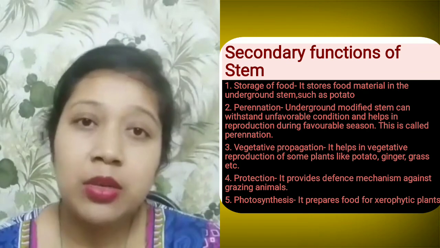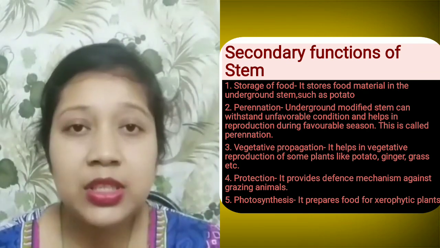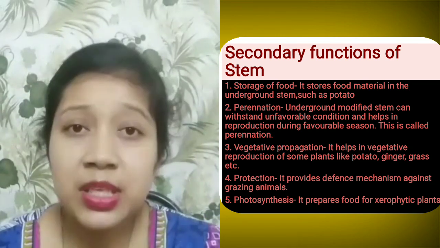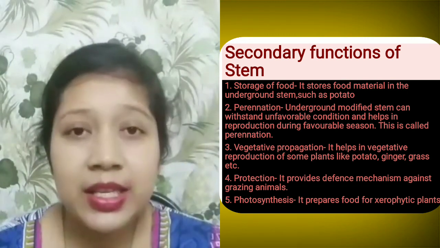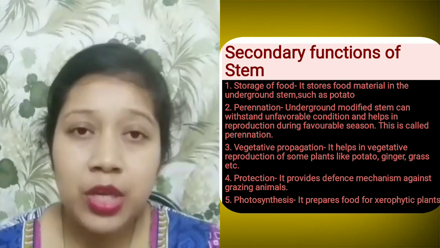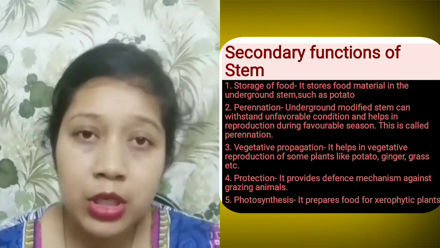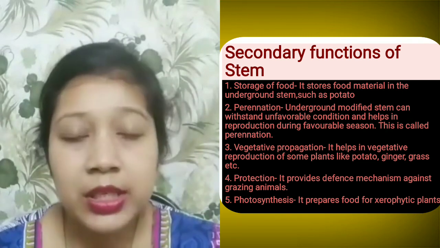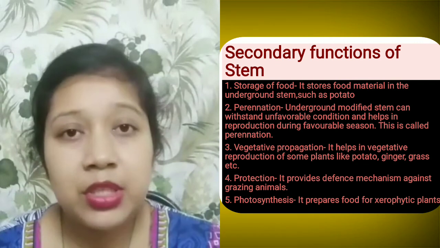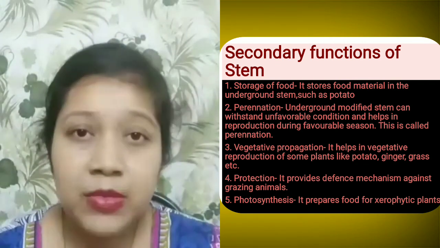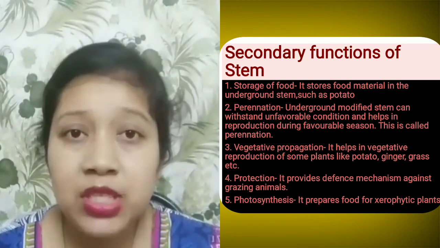Then, in the case of the subaerial stem, we have seen the purpose of vegetative propagation. With the help of the stem, as they trail around the soil, and where the aerial stem creeps over the soil surface, from that they do vegetative reproduction or vegetative propagation. So that is the next important secondary function done by the stem, that is vegetative propagation or reproduction that takes place through the stem.